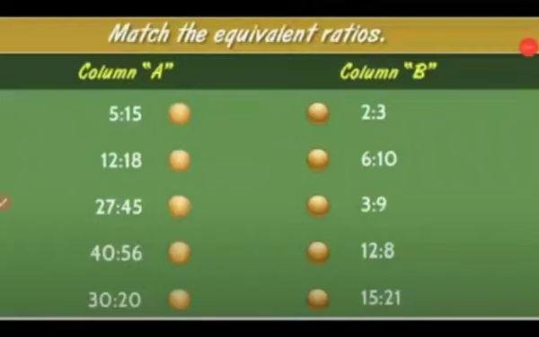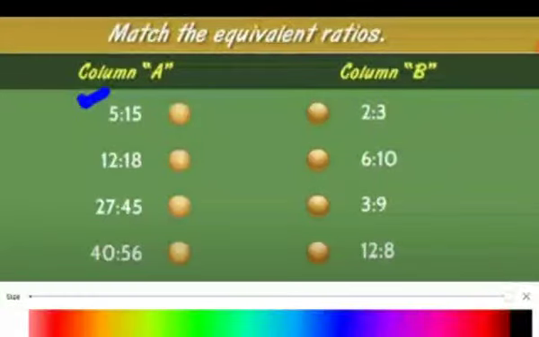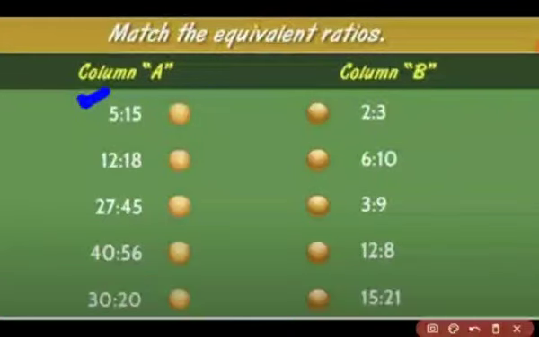Self-assessment. Match. Now do this match exercise. You need to match the equivalent ratios. I'll show you one and the rest you need to do as homework. We have 5 by 15. Sorry, 5 is to 15. So how can I show this? The lowest form of 5 by 15: 5 ones are 5, 5 threes are 15.